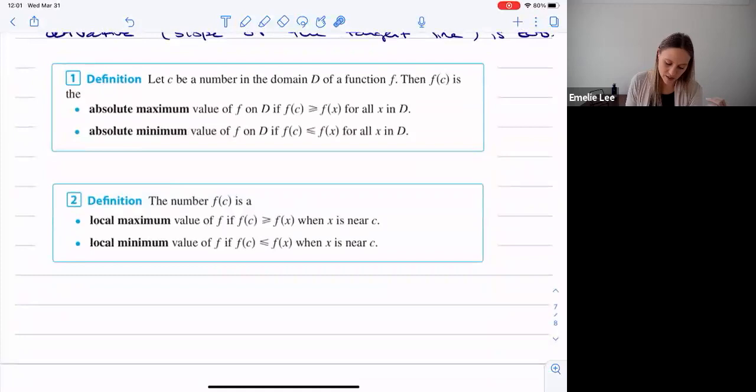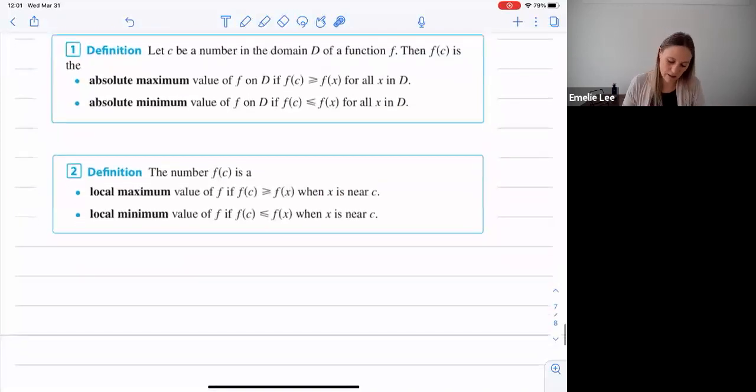The only difference for the local max and mins is that now we're zooming in to values that are close to C, right? So not overall, but just on an interval. Are these values the smallest they can be on an interval? Okay.